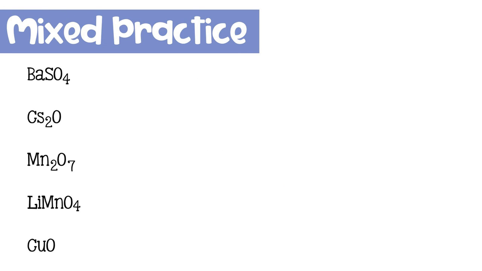Let's do one last round of mixed practice. Here we have BaSO4. Ba is barium and SO4 is sulfate, so our compound is barium sulfate.